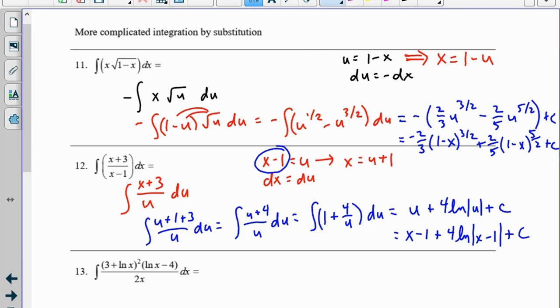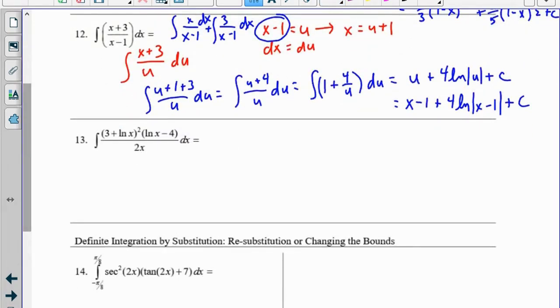One other thing that you could have done if you wanted was you could have separated the x plus 3 into two separate terms. So you could have made this the integral of x over x minus 1 plus the integral of 3 over x minus 1 and done it separately. There are some problems where you're going to have to do that, but in this particular problem, that doesn't actually make anything easier. It actually probably makes it a little bit longer.